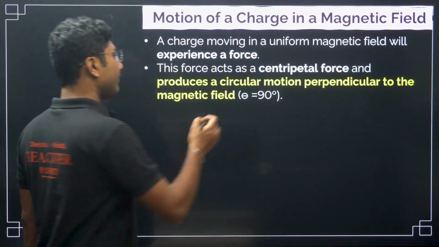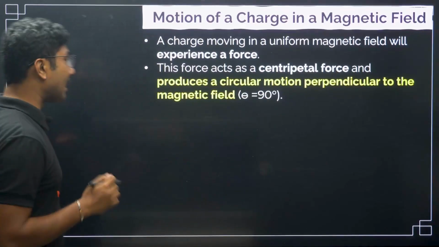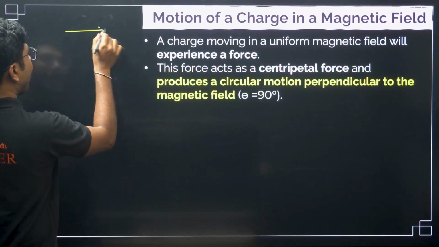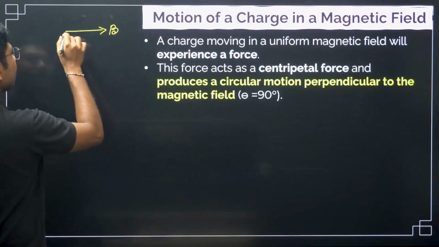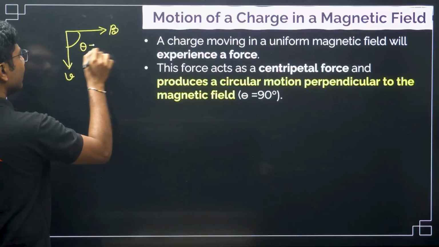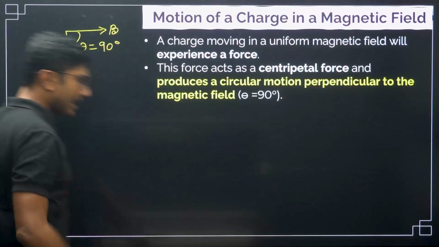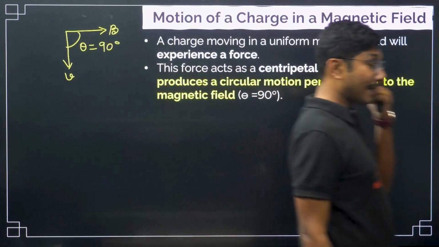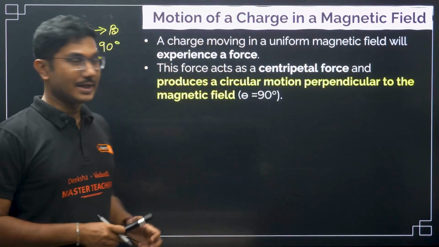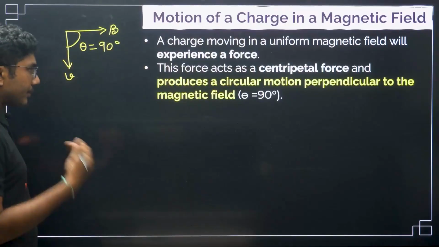Now if theta is 90 degrees, so in qvB sin theta that we have learned, if the magnetic field and the velocity vector are perpendicular, that is theta equals 90 degrees, then the magnetic component of the Lorentz force will act as a centripetal force. What is the meaning of centripetal force? We will see that in a while.